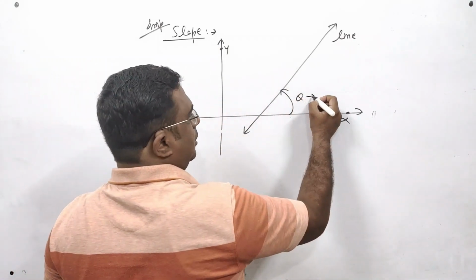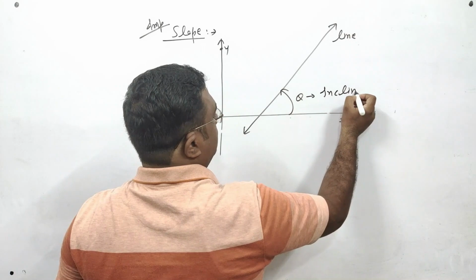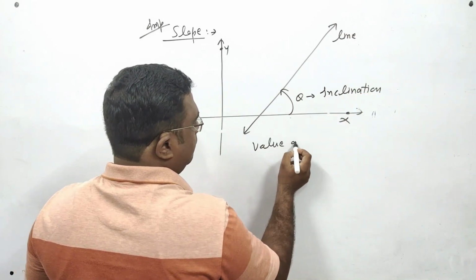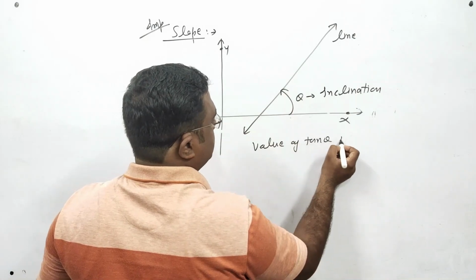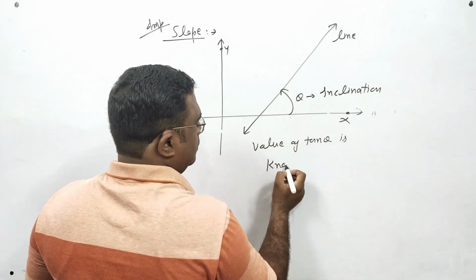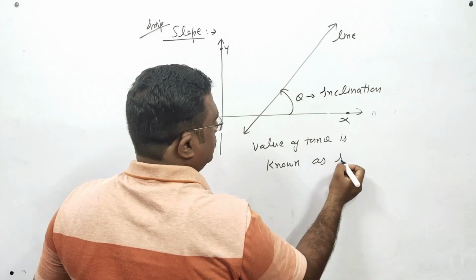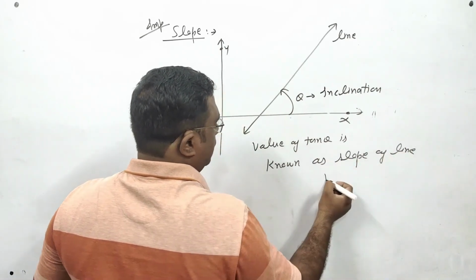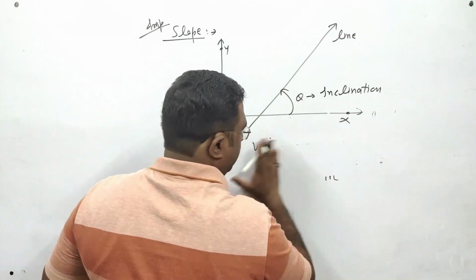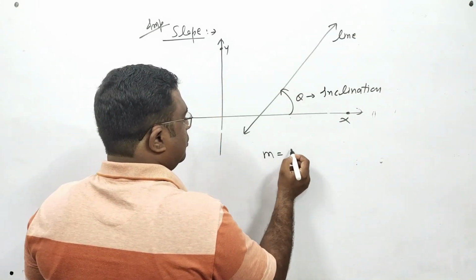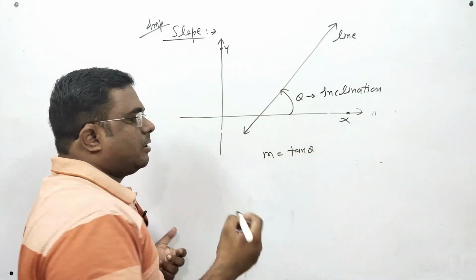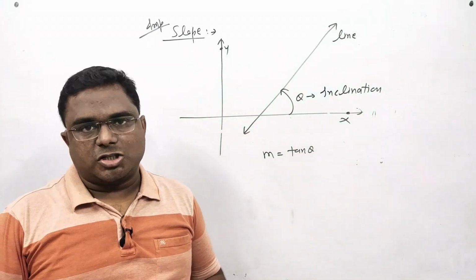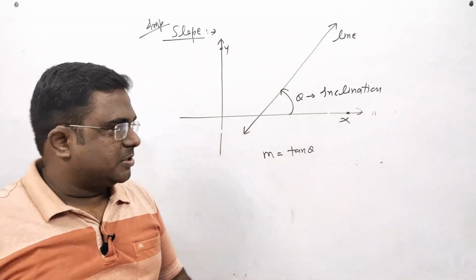Then we call this theta the inclination, and the value of tan theta is known as the slope of the line. It is denoted by the letter m. So simply, slope m is equal to tan theta, where theta is called the inclination and theta is the angle of the line from the positive direction of the x-axis measured anti-clockwise.